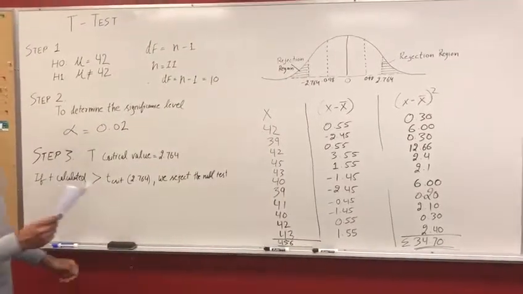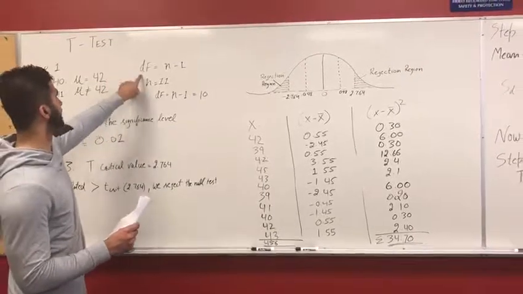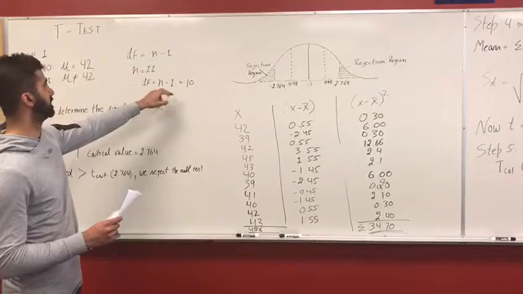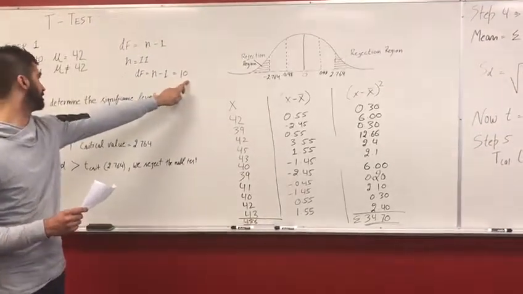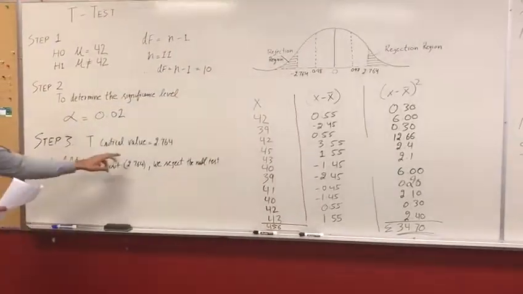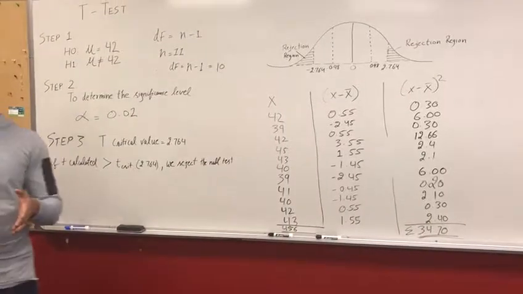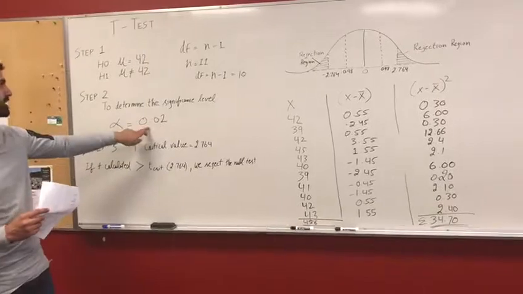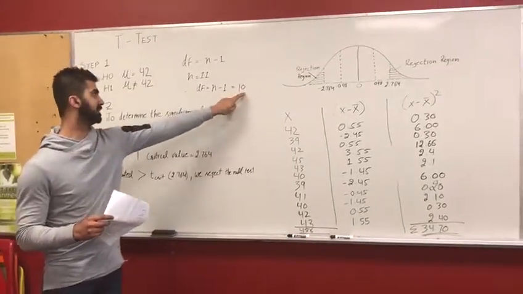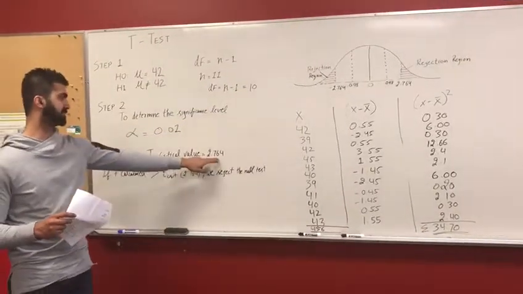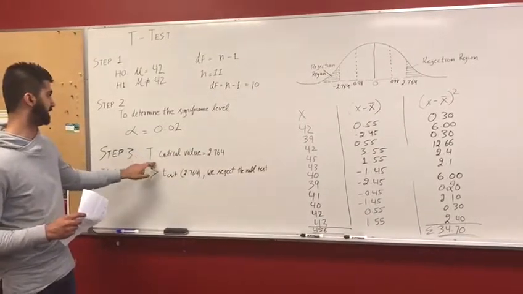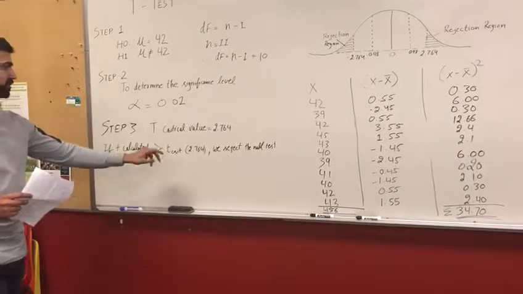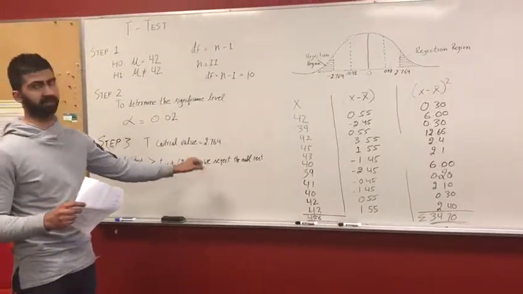And after that, we have to find the degree of freedom. The formula is n minus 1, and n is equal to 11, so n minus 1 equals 10, and that's the degree of freedom. To find the t critical value, we have to go to the t critical chart and find the 0.02 significance level on it, and the degree of freedom is 10. That comes to 2.764, that's the t critical value. That's step 3. So if t calculated is greater than t critical, 2.764, we reject the null.